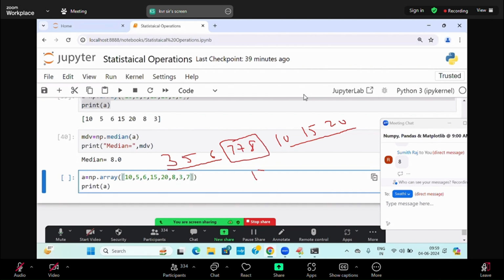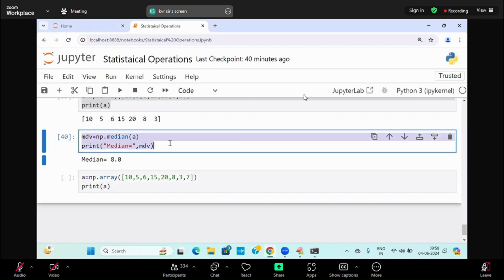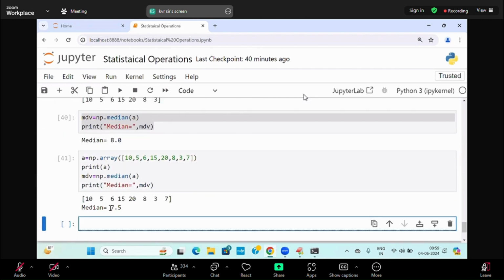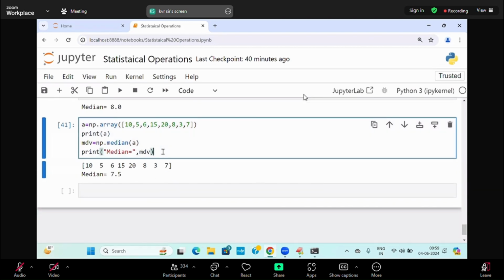7 plus 8 is called what? 15. 15 by 2 is called what? 7.5 is called the median here. So try to print it. Try to print this MDV here. So write it. So 7.5 is called what? Median. This is for what? 1D related. You can go for 2D also. 2D also you can apply, students.